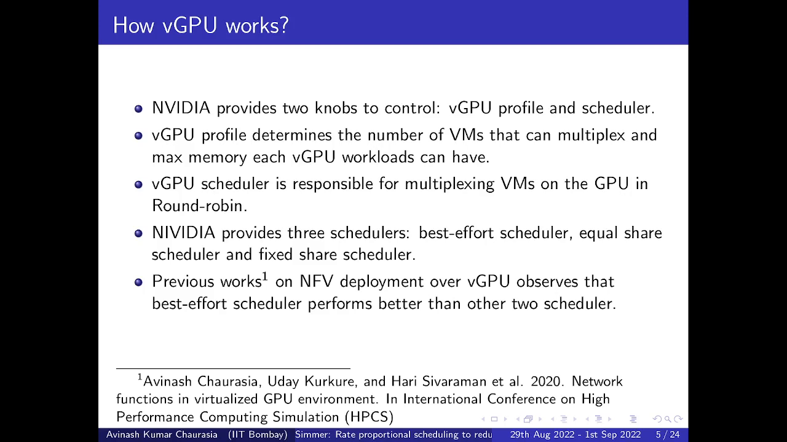To control the vGPU provisioning and scheduling, NVIDIA provides two knobs, vGPU profile and vGPU scheduler. vGPU profile determines memory allotted per vGPU and puts a constraint on the maximum number of vGPUs created out of one GPU. The vGPU scheduler schedules the VM's workload on the GPU in round-robin order. Currently, NVIDIA supports three schedulers: best effort scheduler, equal share scheduler, and fixed share scheduler. Out of three, best effort scheduler performs better for the VNF scheduling.